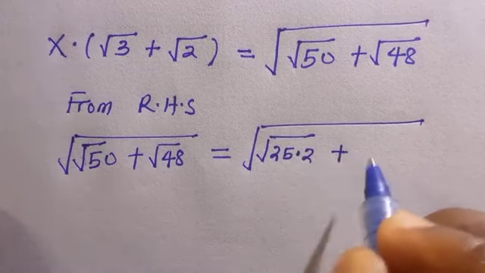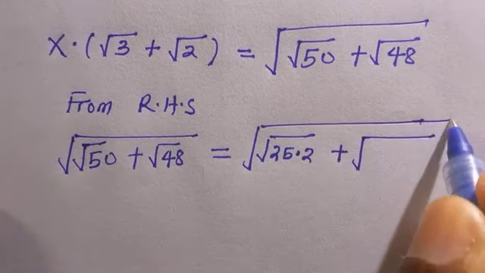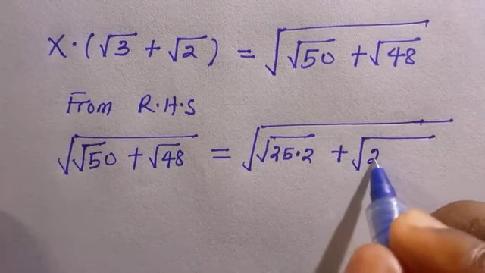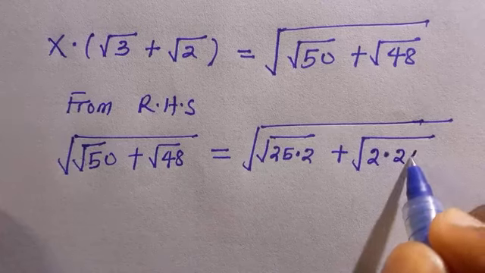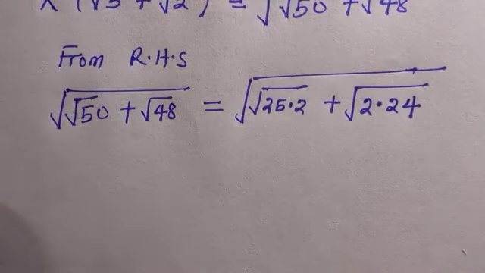Then we have 25 times 2 root. So for the second one as well, let's just break it into 2 multiplied by 24, which is still 48.